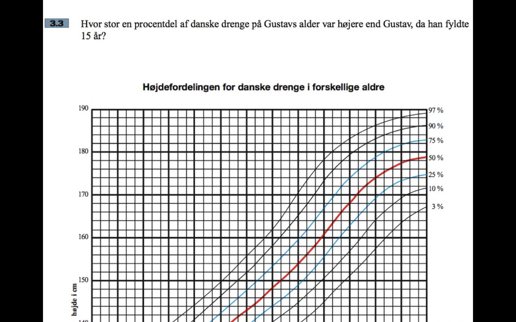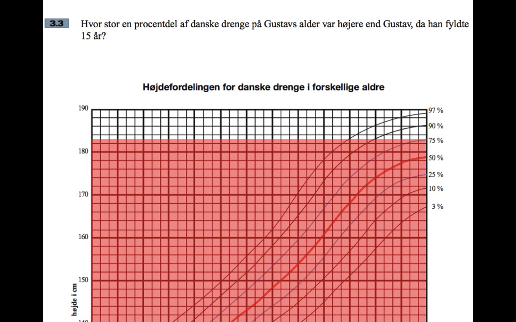3.3. What percentage of Danish boys at Gustav's age were taller than Gustav when he reached 15? Well, irrespective of his age, whether he's 15 or 18, his growth is following this blue curve, and that's the blue curve at the 75% point. But that doesn't mean that the answer to the question is 75%, because it means that 75% are less tall than him, and only the top 25% are more tall than him.